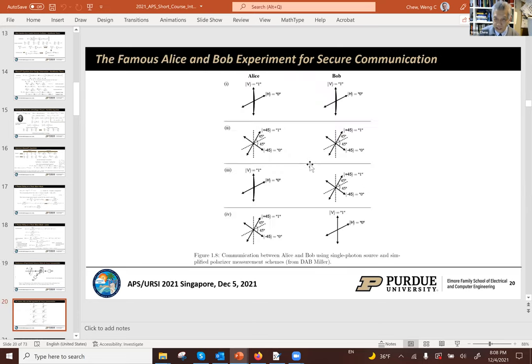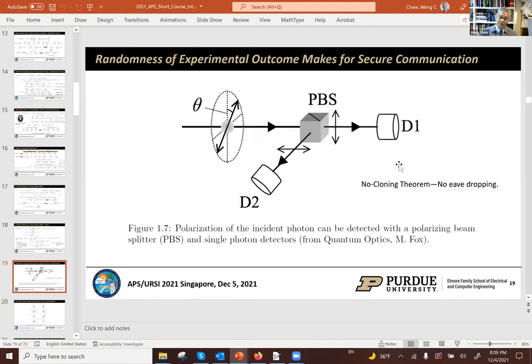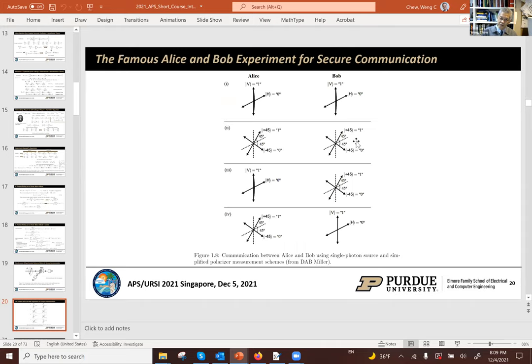Because of this, you can actually use this for the famous Alice and Bob experiment. You have them hold up different polarizations, and the combinations here are too complicated to talk about in detail, but you get the idea that because you do not know which photons will be coming about when you detect them, it can be either one of the photons. This photon can either go this way or that way, and it can make the communication very secure.